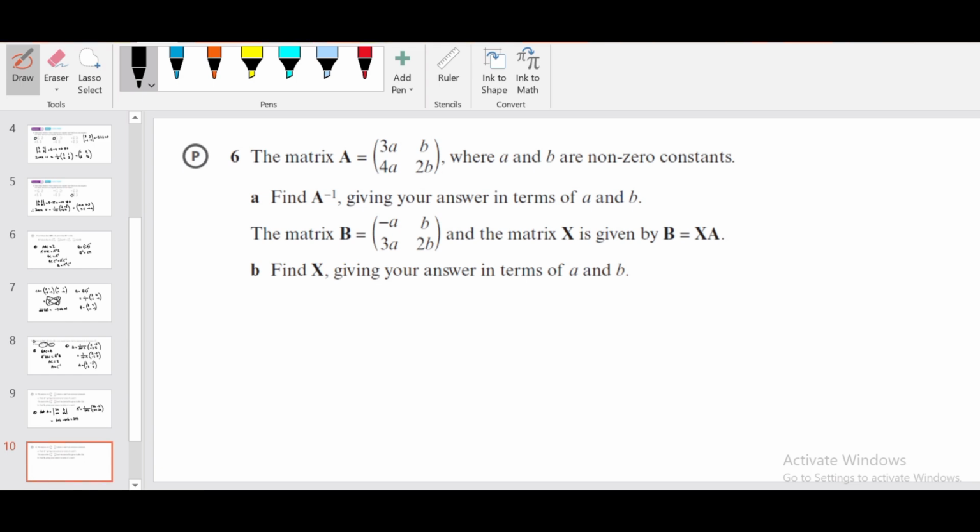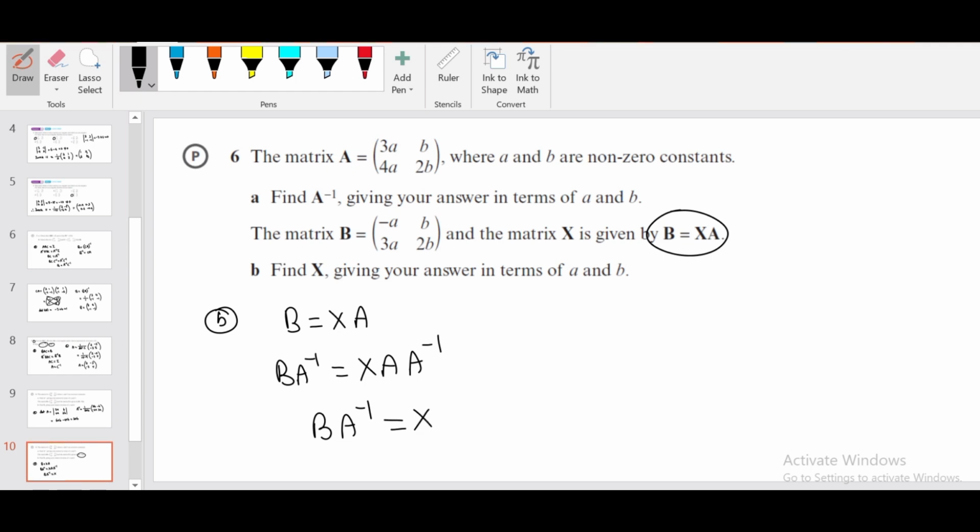In part B it says B is equal to XA. They want you to find the matrix X. You can multiply both sides by A inverse. So BA inverse is equal to XAA inverse. A times A inverse is just I, right? So we'll get X. So to find the matrix X, you need to take B and multiply by A inverse.